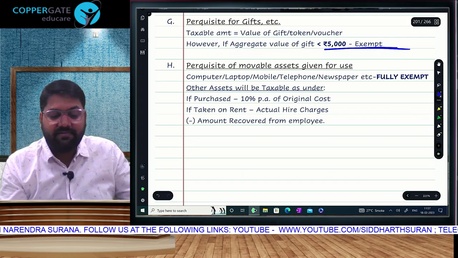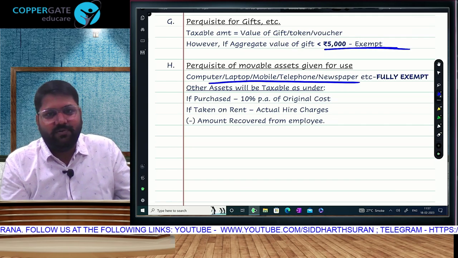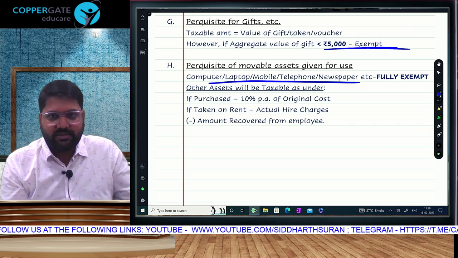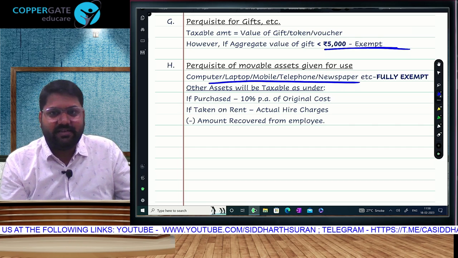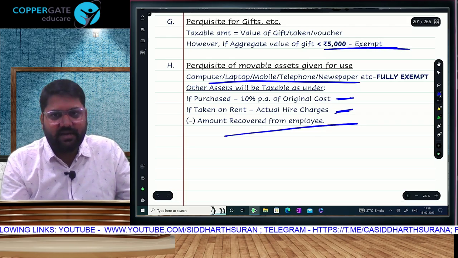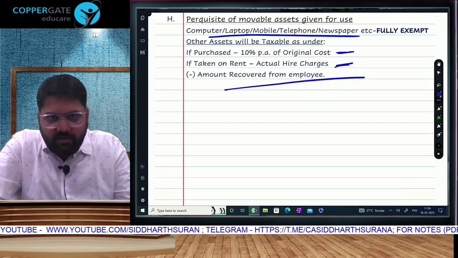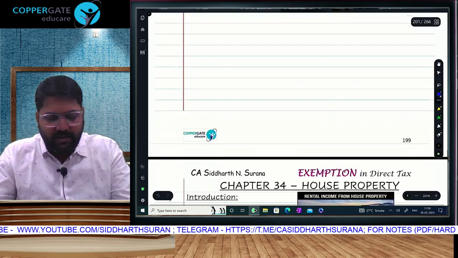Perquisite of movable assets given for use: assets like computer, laptop, mobile will not be taxable because they are only given for use. Ownership is not transferred. But other assets like furniture, etc. given for use, 10% per annum of original cost. If rented, then higher charges, and the amount recovered will be subtracted. This is how we will value our small perquisites, and that's our chapter, salary, done.